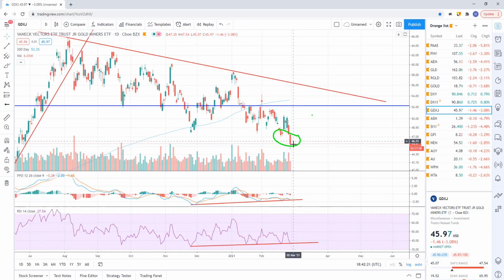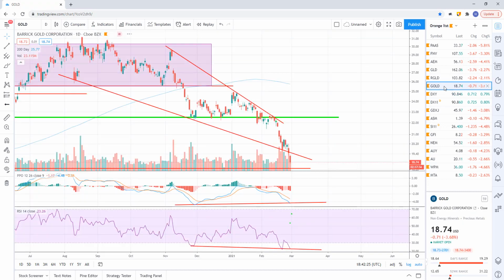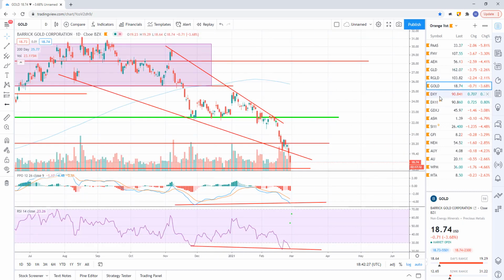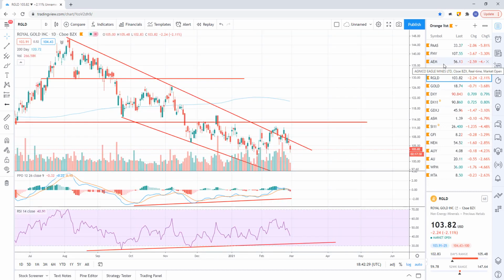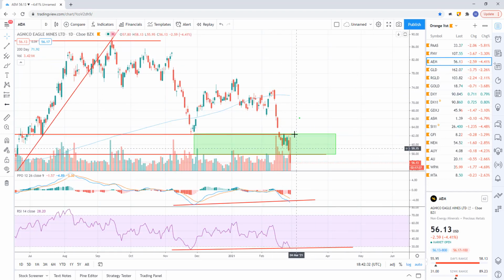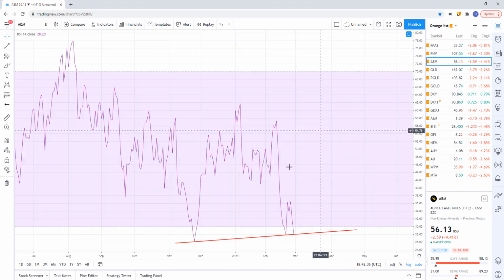So that's kind of what I see on that. That's just GDX. In gold, not all the miners have bullish divergence. Some of them do, some of them don't. It's kind of a mixed bag. Like here's one, Agnico Eagle, the divergence is still there. You can see the RSI, bullish divergence still there.